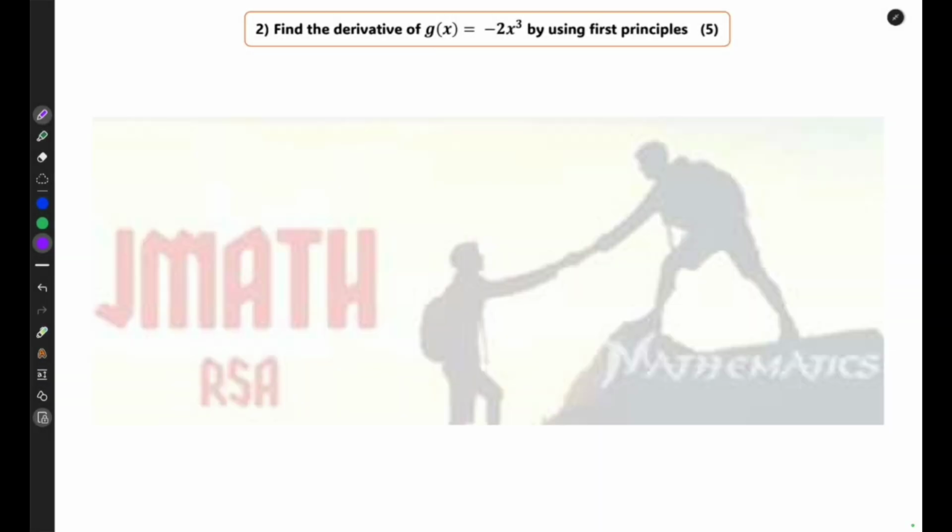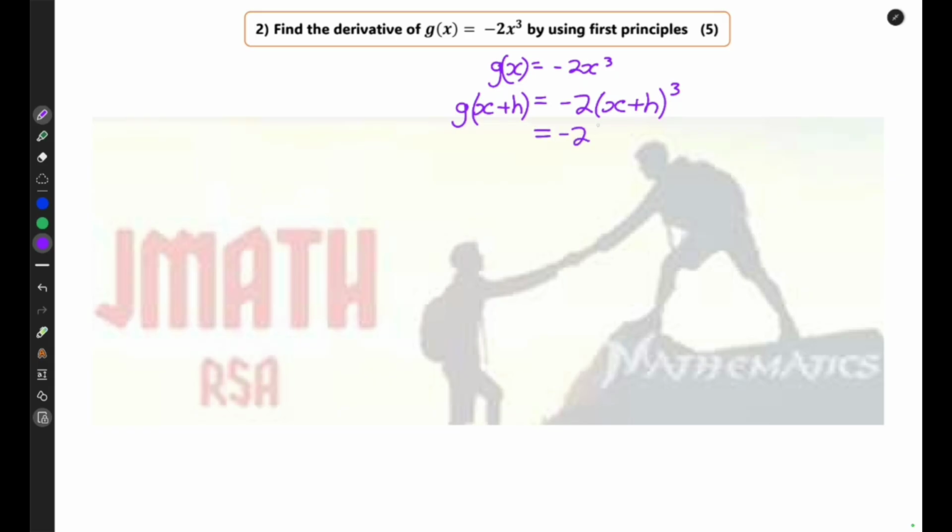Question 2, find the derivative of g of x if it is equal to minus 2x cubed by using first principles. Firstly, I need to say I know that g(x) is just equal to minus 2x cubed. But now the annoying part is I now need to replace all the x's with an x plus h. So g(x plus h) would be equal to minus 2(x plus h) cubed. And yes, I now need to FOIL out that entire thing because I can't do calculus if I have brackets.